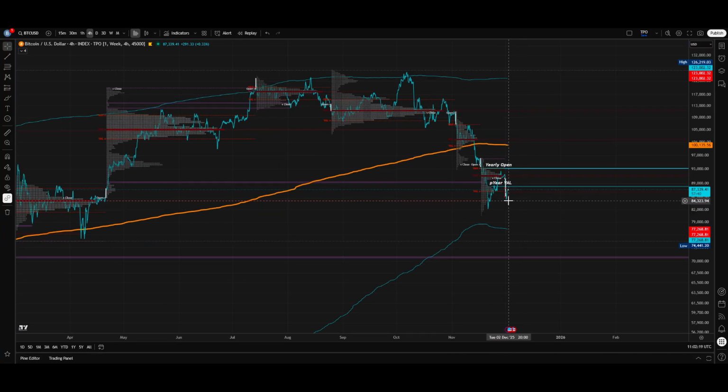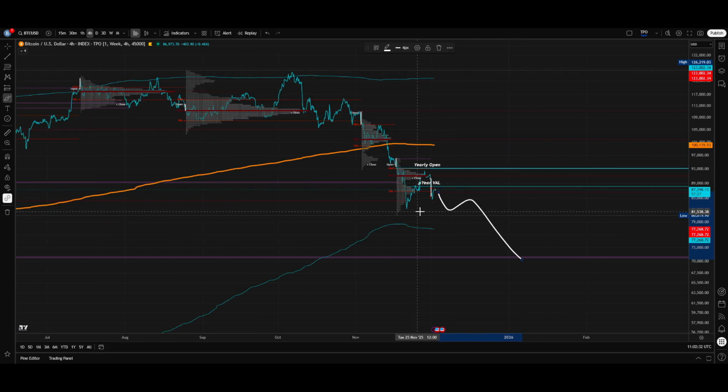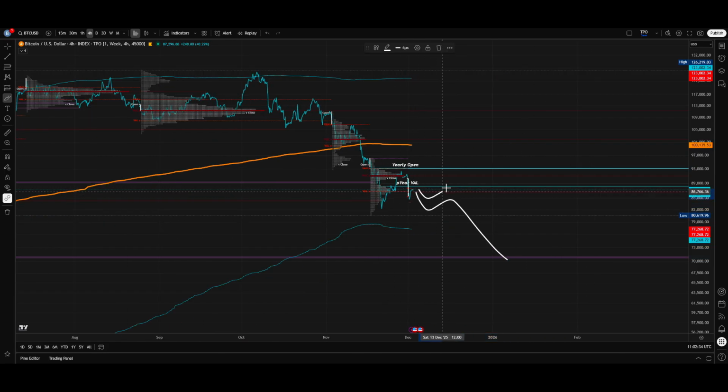But I do think this has to hold down here. You want that to hold the floor. You don't want to come down, reject off the point of control, and get sent lower, right? That would set up a very bearish case. So your two cases right now are that, and then like I said before, fill the single prints and retest that 90 again.